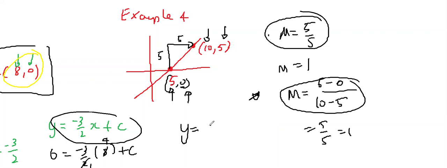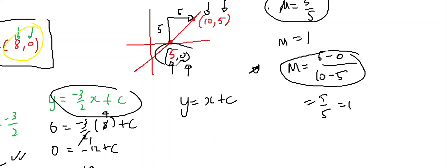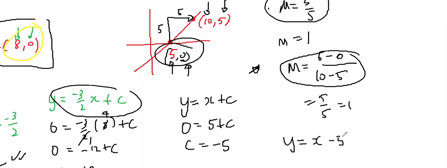So we've got y equals x plus c. I could sub in a point. I might choose this point. 0 equals 5 plus c. c equals negative 5. Therefore, y equals x minus 5. Often in these questions, there's a range of things that you can do, and you can choose whichever you feel most comfortable to do.